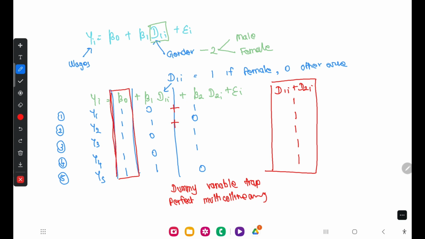Beta naught already has this information of D1 plus D2. But since we are including both these categories as dummy variables, there is a repetition causing perfect multicollinearity. So perfect multicollinearity means no new information is added.